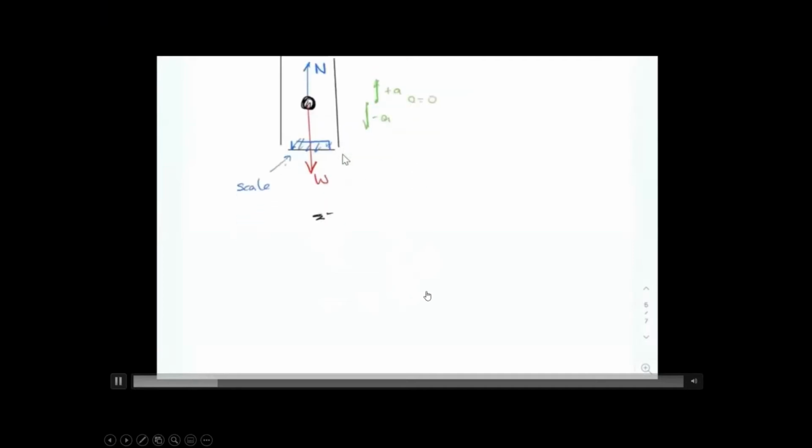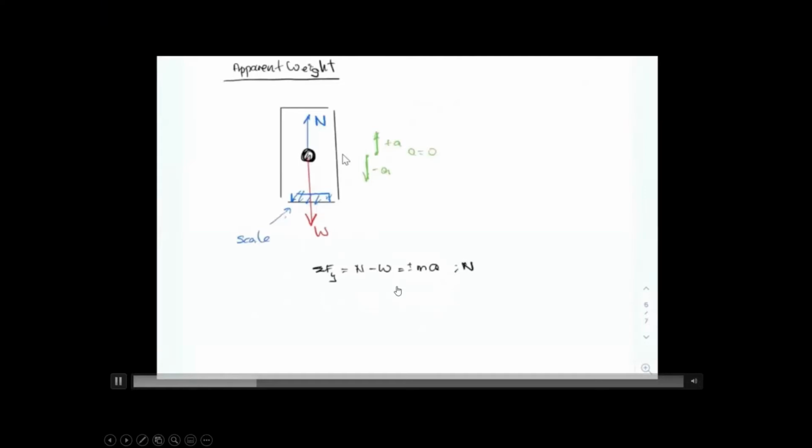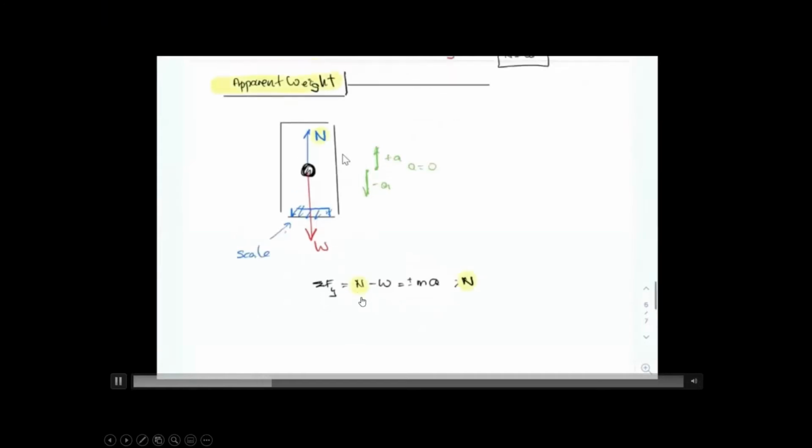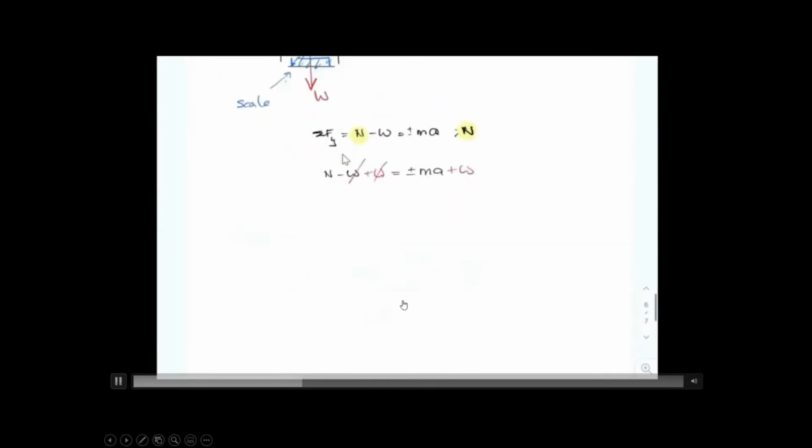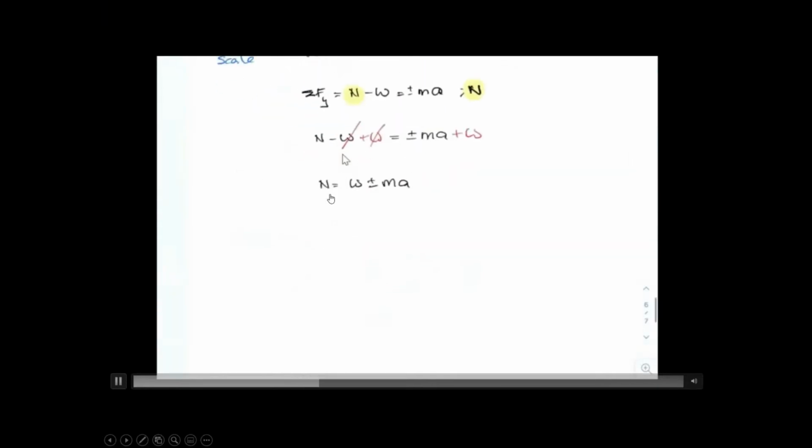All right, so we'll sum up the forces in the y direction. N is positive, W is negative. Net force is what causes acceleration. So we'll isolate N by adding W to both sides. Here's a mathematical expression for how much you appear to weigh inside an elevator if you're standing on a scale. So this is your apparent weight reading, your weight reading from a scale.